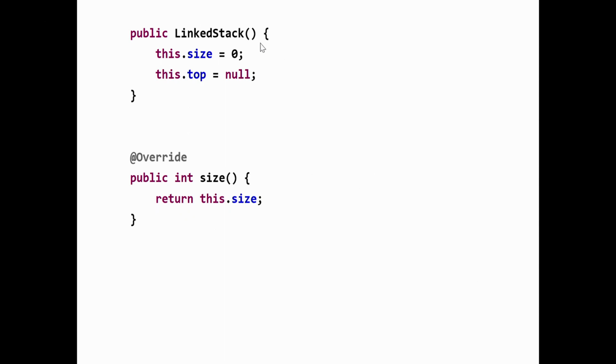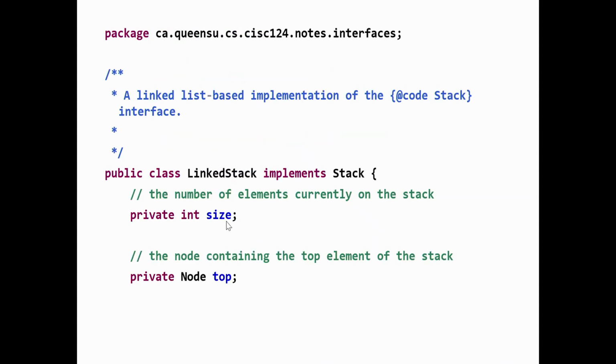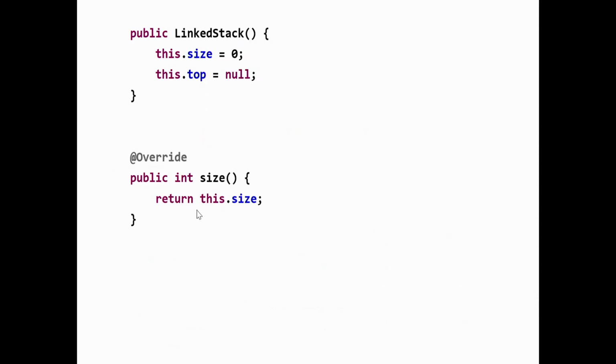Okay, so what does the no-argument constructor have to do? It makes an empty stack. How big is an empty stack? It has nothing in it, so its size is 0. If there's nothing in the stack, what is the top node? There is no top node, so we set it to null. How do I get the size of a stack? Remember, I have to implement size because it's inside the stack interface. Implementing size is easy. Our linked stack has a size field in it, so we can just return this dot size.